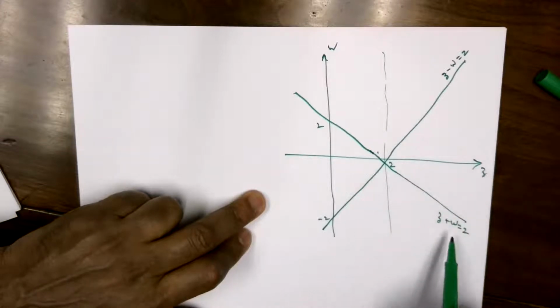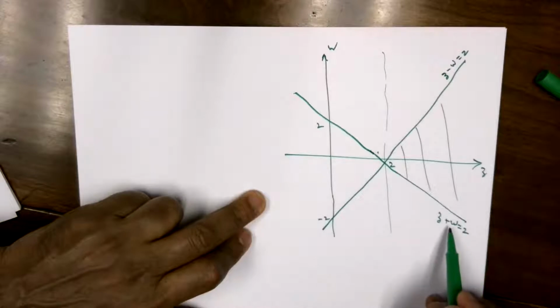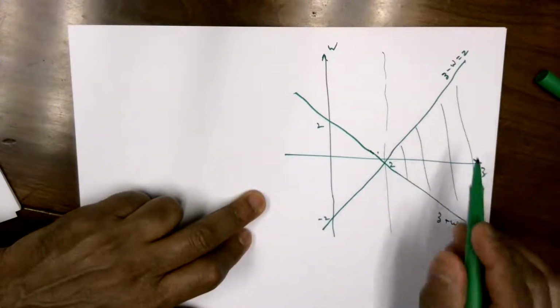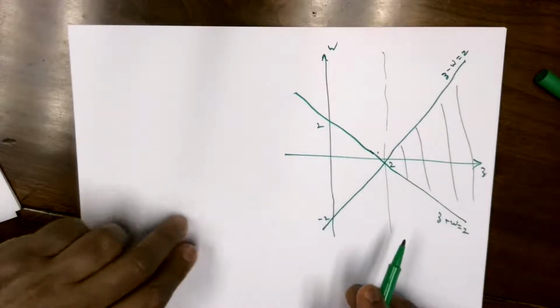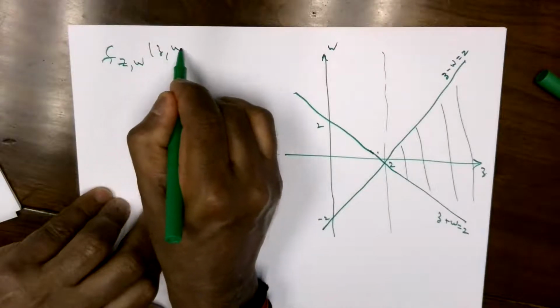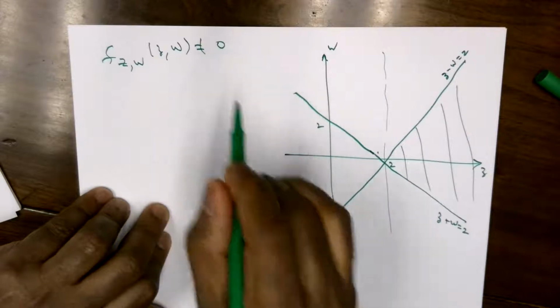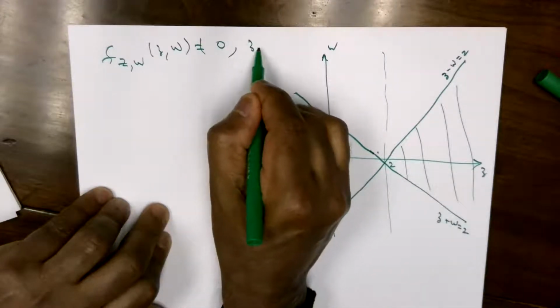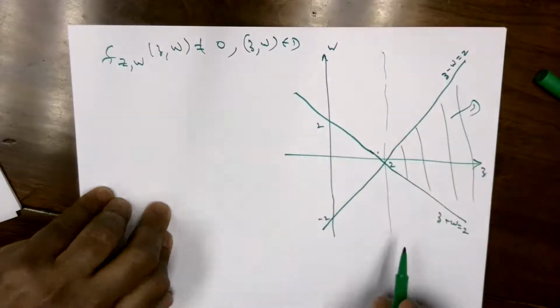And so for us, it's the region beyond this. This is where z is greater than 2 minus w, or 2 plus w. So it's this region where the density function is non-zero. So the joint density function of z and w is not equal to 0 in this region, when z comma w belongs to this shaded region D.